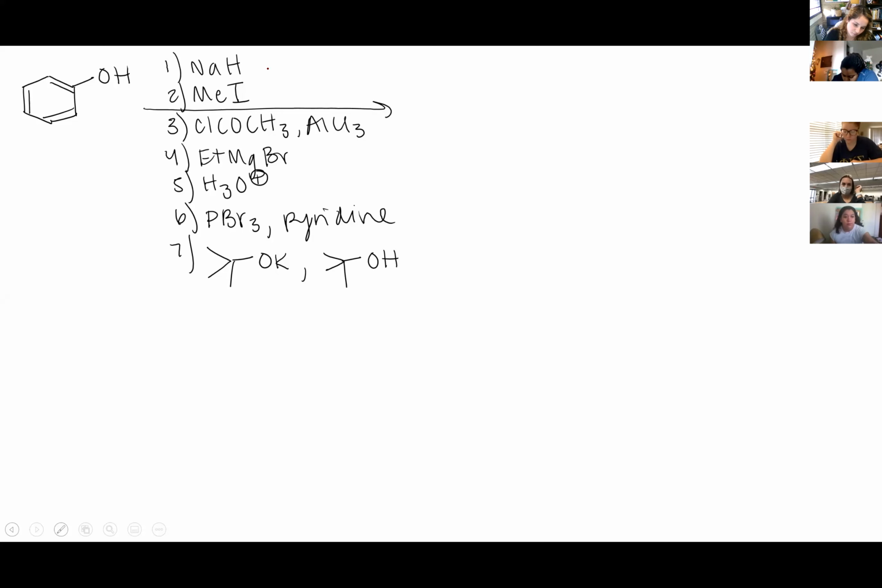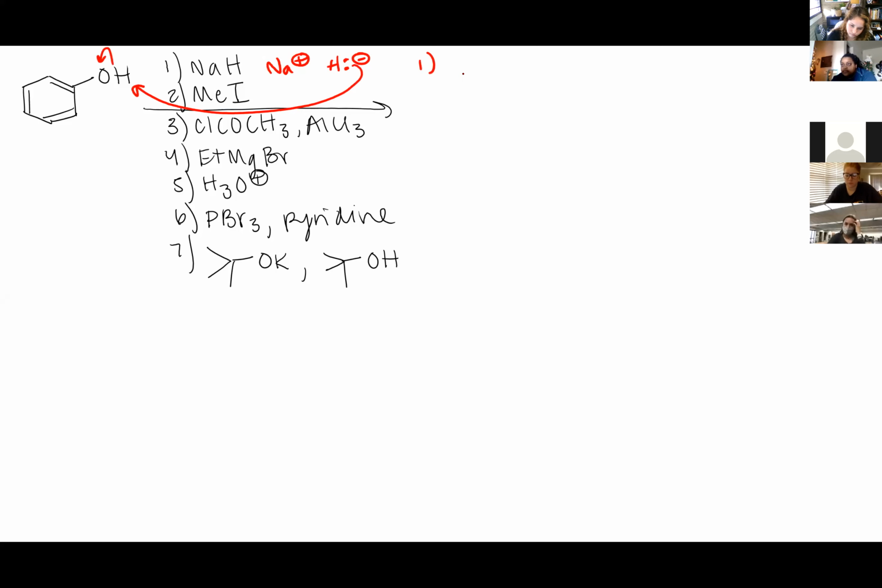Okay, so in step 1, we have sodium hydride. What is sodium hydride used for sometimes? Deprotonation. Yeah, it's a good base, right? So we can use it to deprotonate our phenol. That gives us phenoxide. And then we add in methyl iodide. What's going to happen? We're going to create an ether. Right, the SN2 reaction.